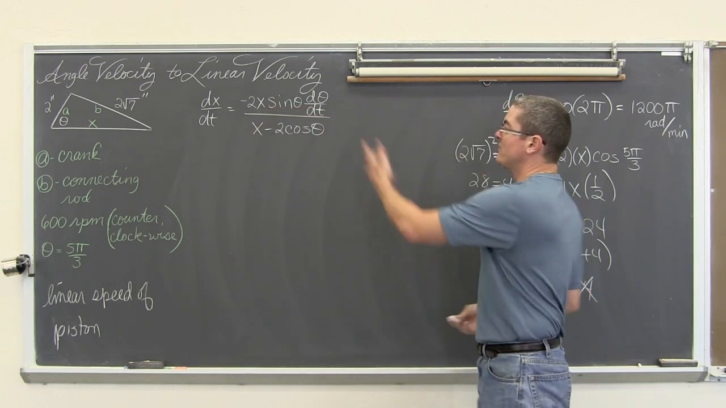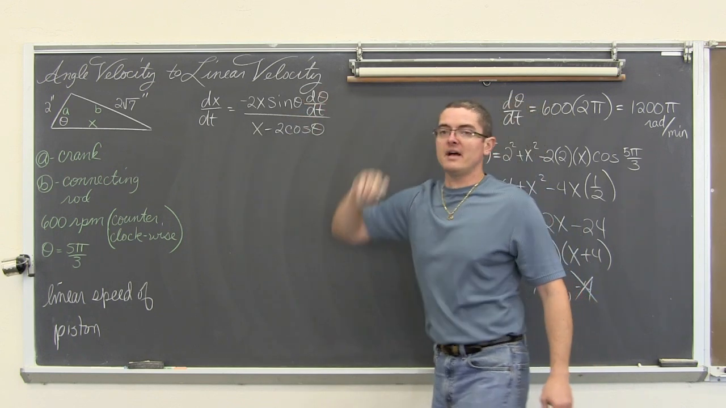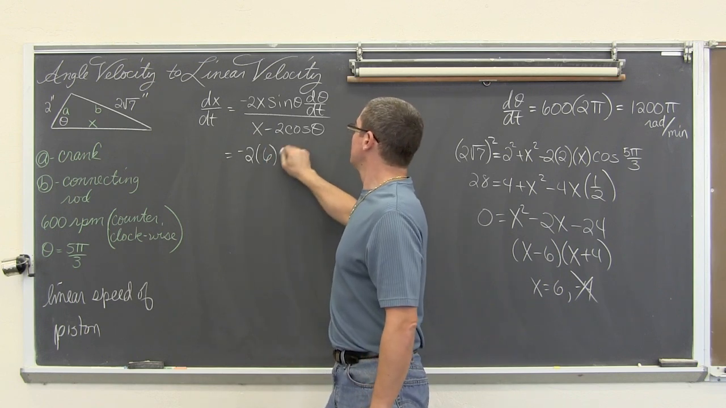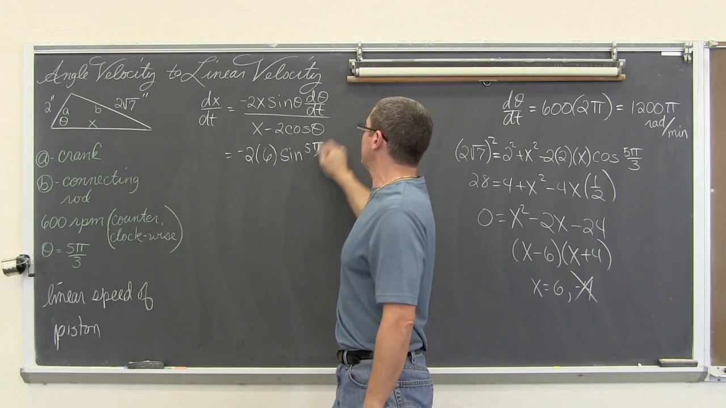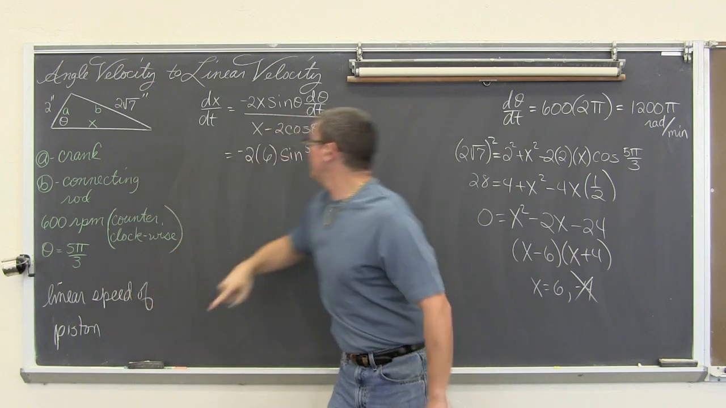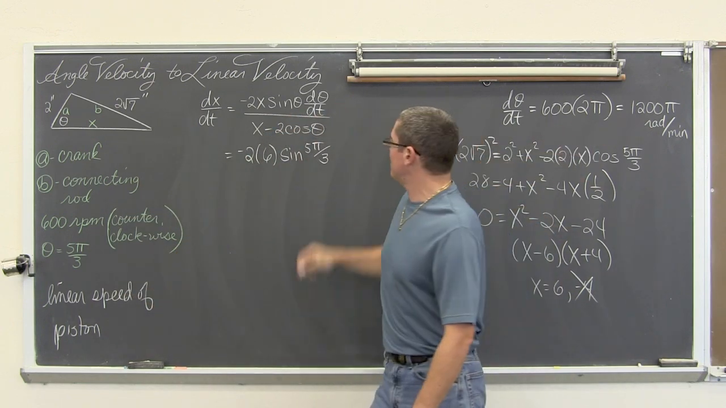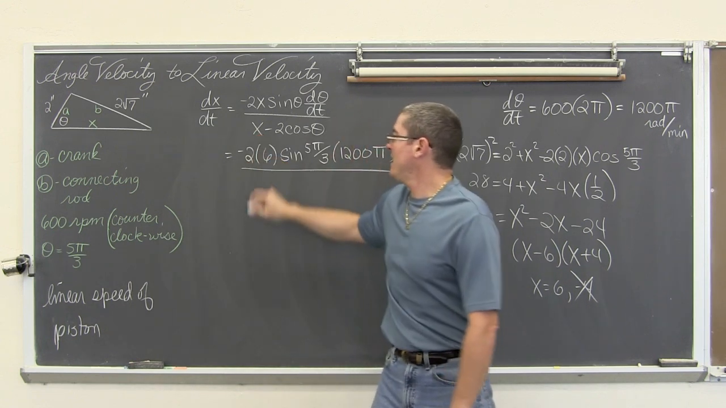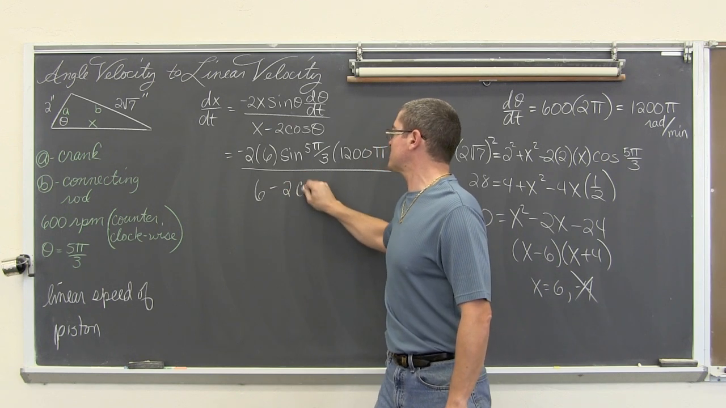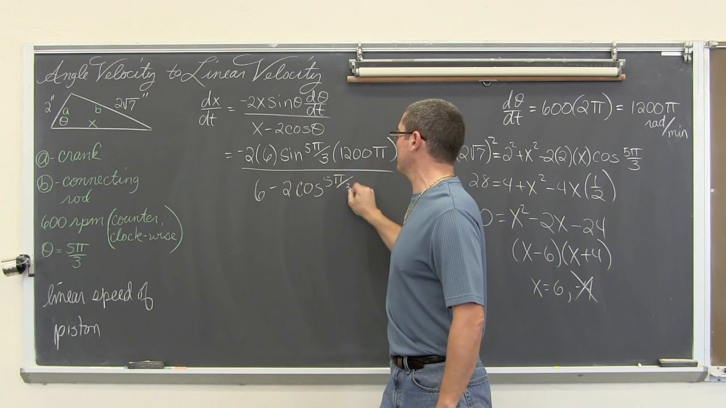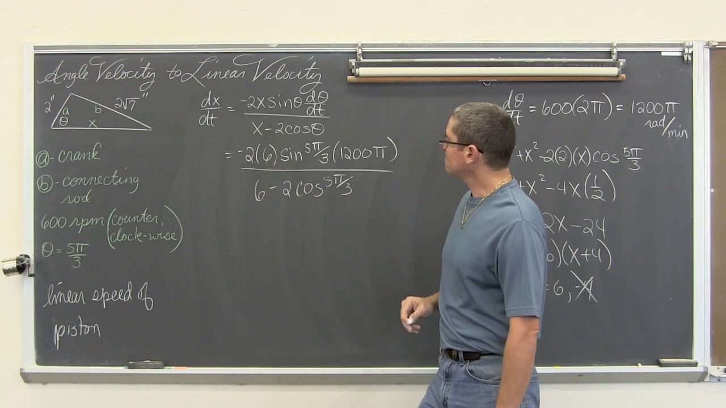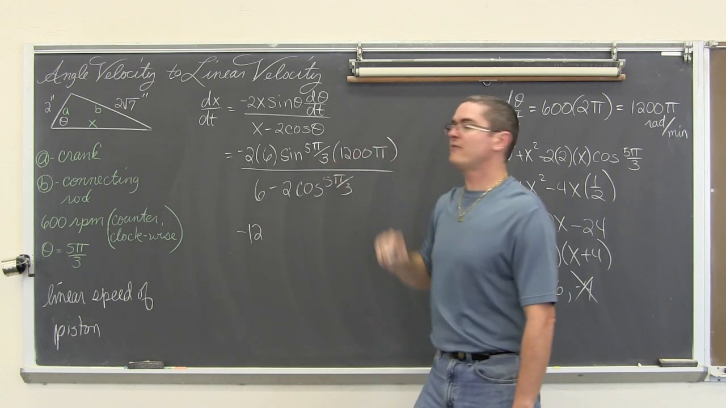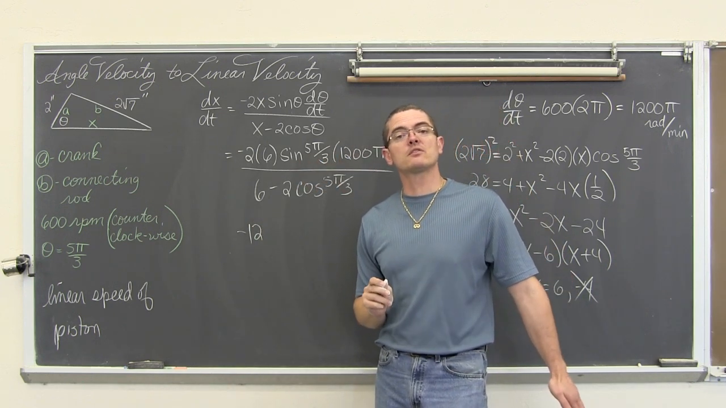Okay, so now we've got d theta over dt, we have theta, we have x. Let's get this done. Negative 2 times 6 times the sine of 5 pi over 3. Right there, 5 pi over 3. We have d theta over dt is equal to 1200 pi. Well, let's talk about pi's making me hungry. x is equal to 6 minus 2 times the cosine, again, of 5 pi over 3. We have negative 12. We have the sine of 5 pi over 3 is negative square root of 3 over 2.